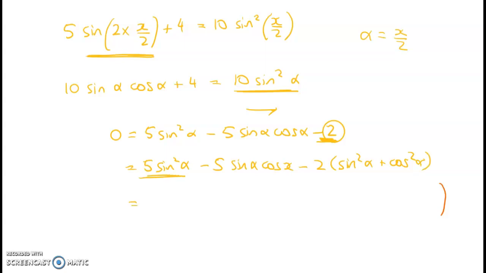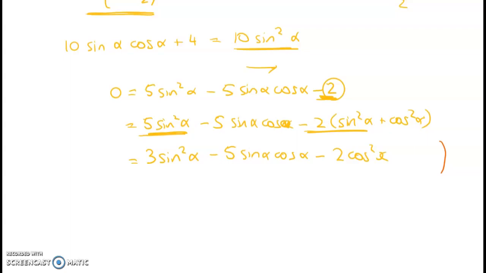So here we've got 5 sine squared alpha here, and we've got minus 2 sine squared alpha here. So I am going slightly faster than usual. 3 sine squared alpha minus 5 sine alpha cos alpha, it's an alpha, not an x, minus 2 cos squared alpha. Now, it's kind of hard to see the structure of that quadratic when you're looking at it like that. So let's have the sine of alpha be x and the cos of alpha be y. That gives me 3x squared minus 5xy minus 2y squared.